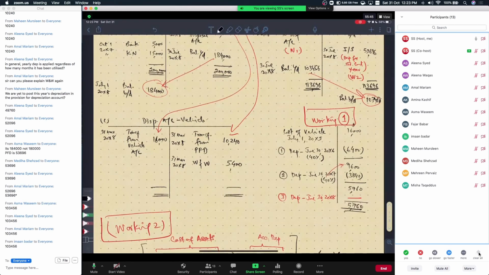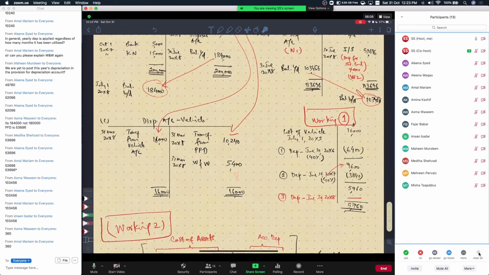So first of all, we calculate the balancing figure. So I think the debit side is bigger, $16,000. The credit side is smaller. So credit side is just 16,000, 15,640. Yeah. So what is the balancing figure here? It will come here, 360. Amal, thank you. 360. Asma, thank you. So 360 here, confirmed.